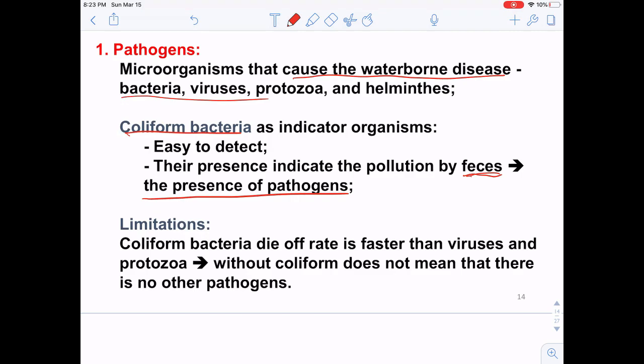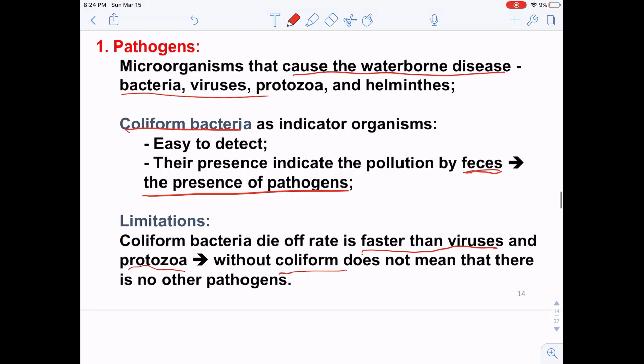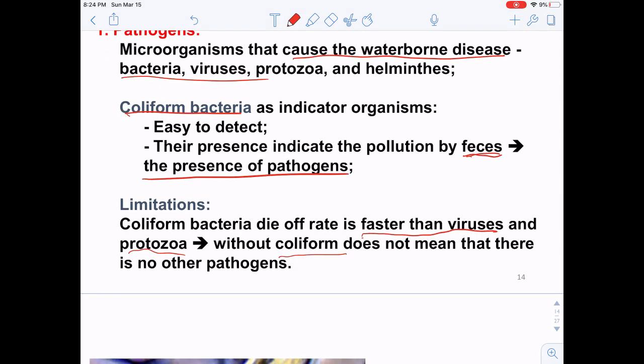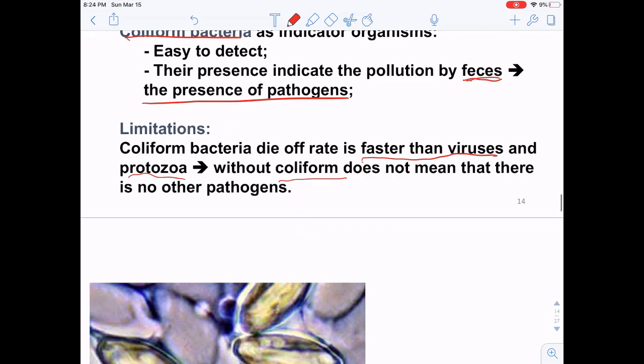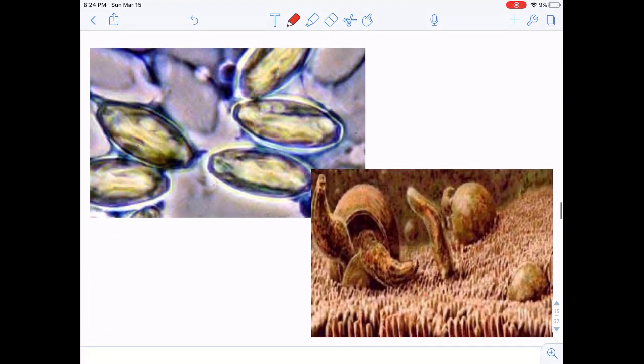And of course, there are limitations associated with just using the coliform bacteria as an indicator, because the coliform bacteria will die off quite quickly. So their die-off rate is faster than the viruses and protozoa. So what that means is, without the coliform, it does not necessarily mean that there are no other pathogens. There can be other pathogens, but it's just the coliforms die off too quickly.